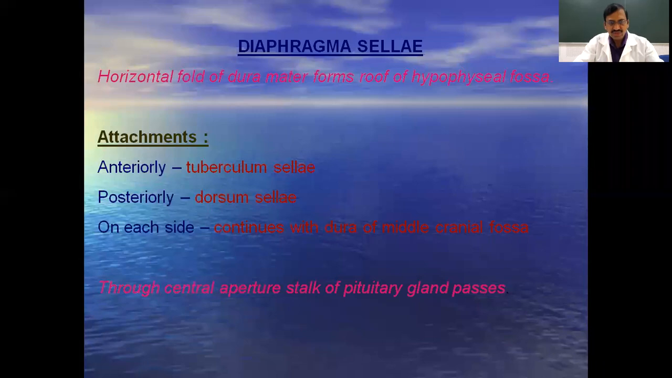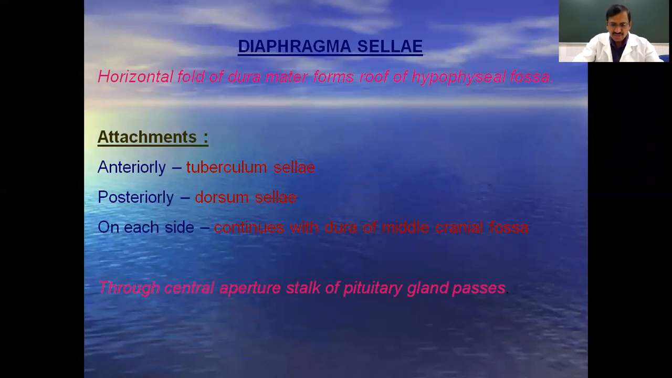Next, coming to the last one, that is another fold of dura mater, a horizontal fold of dura mater that forms the roof of the hypophyseal fossa. I think you already know what the hypophysis is, that is nothing but the pituitary gland. There is a fossa for the hypophysis cerebri over the body of the sphenoid bone, and it is covered by a fold of dura mater called the diaphragma sellae.